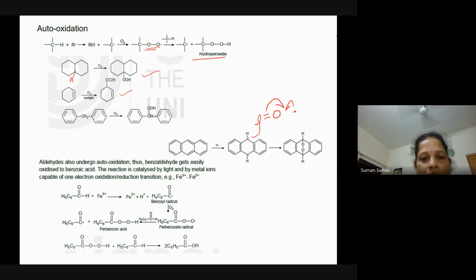So benzaldehyde gives you a benzoyl radical, which in presence of oxygen gives your perbenzoate radical. So this perbenzoate radical again abstracts one proton from your aldehyde to give you perbenzoic acid and your benzoyl radical. Okay, so finally that would give you your benzoic acid.